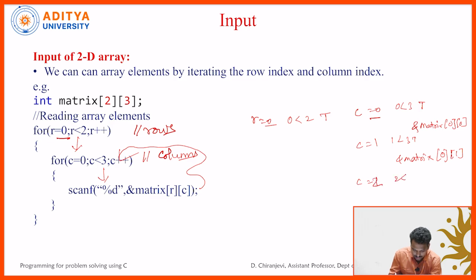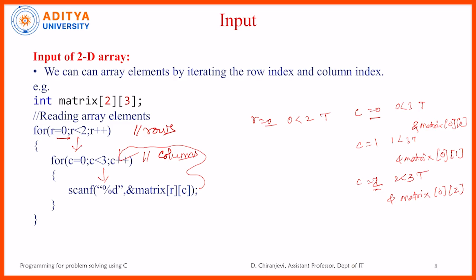Okay. After that again you update C++, C value 1 to 2. So 2 less than 3. So that is true. Now this time you will read matrix of 0 index 2, because C value is currently 2. So in this manner you can read the elements. So first row elements I have read.